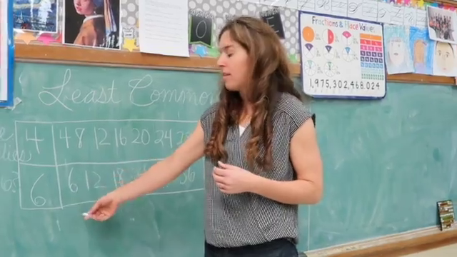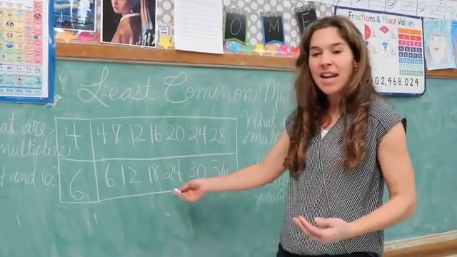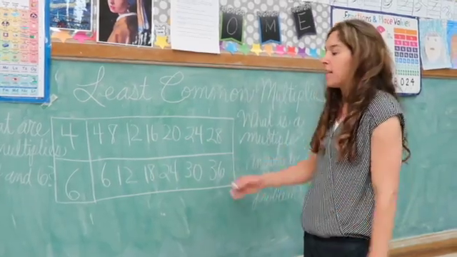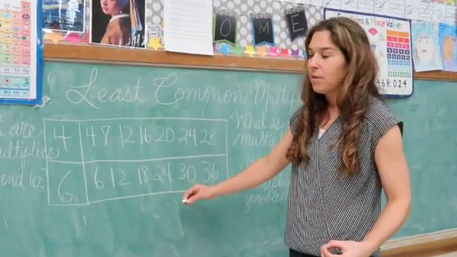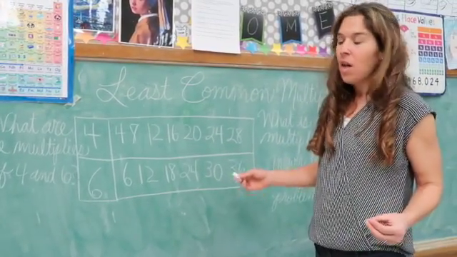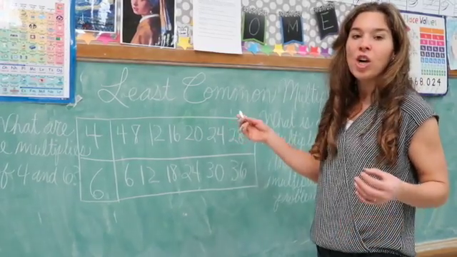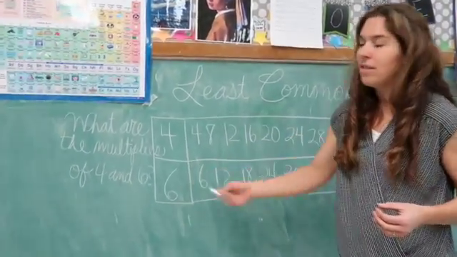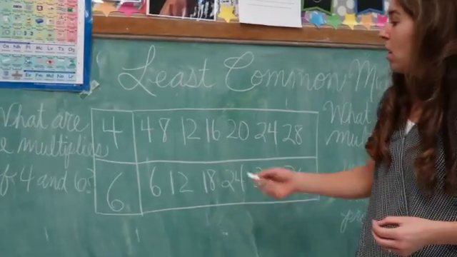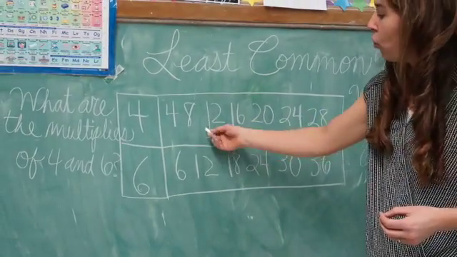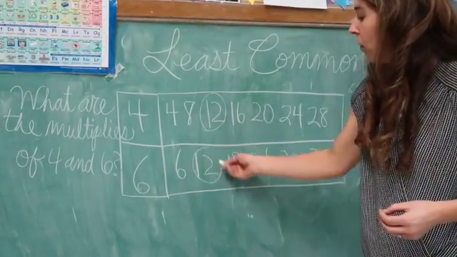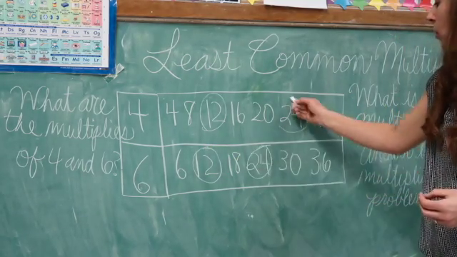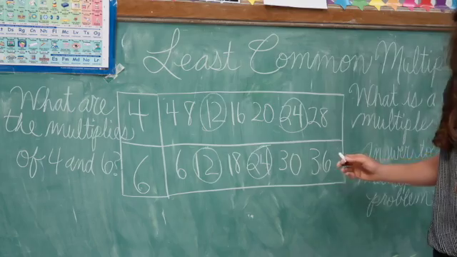Same goes for 6, 12, 18, 24, 30, 36, 42, 48. All right, those are the multiples. Now that we've got that down, let's go ahead and circle the common multiples. So we're trying to compare 4 and 6 and find their common multiples. So if we look up here, we've got 12 as a common multiple. We've got 24 as a common multiple. All right, that's about it for this.